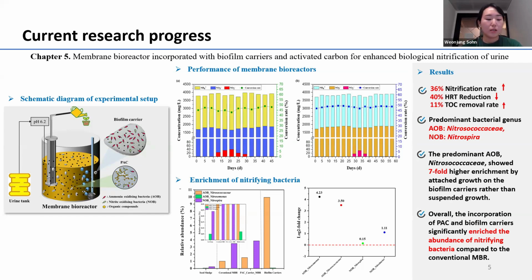Microbial community analysis result showed that the predominant AOB genus was Nitrosococcaceae and NOB genus was Nitrospira. The predominant AOB Nitrosococcaceae showed 7-fold higher enrichment by attached growth on the biofilm carriers rather than suspended growth. So overall, the incorporation of PAC and biofilm carriers significantly enriched the abundance of nitrifying bacteria compared to the conventional MBR.